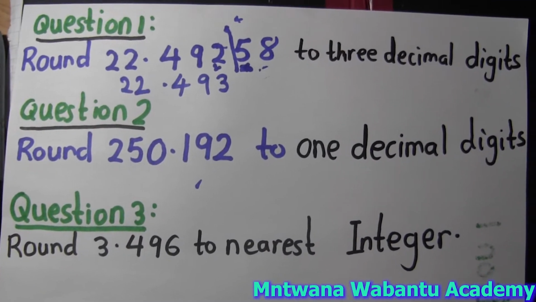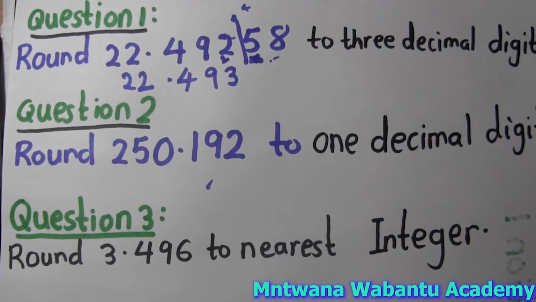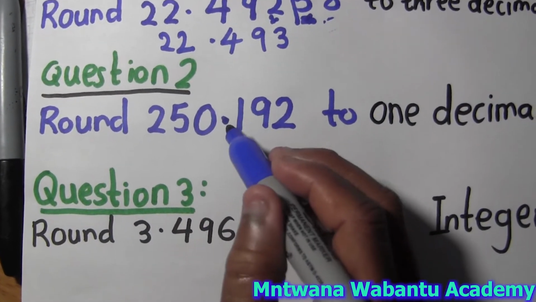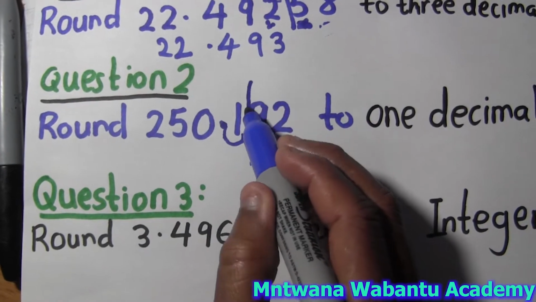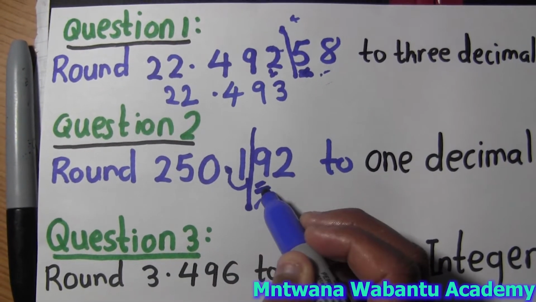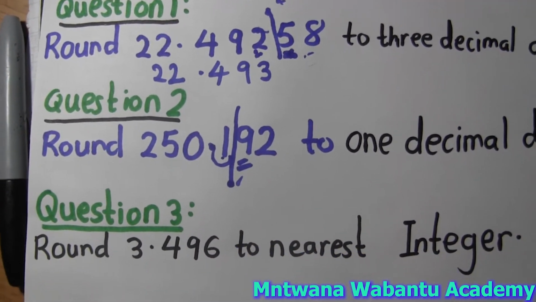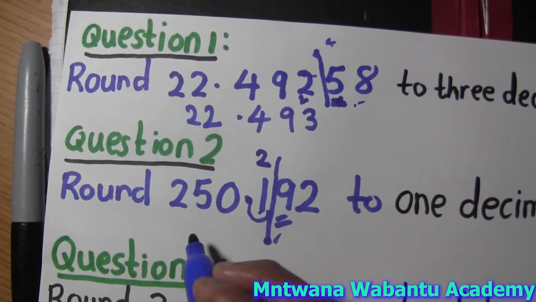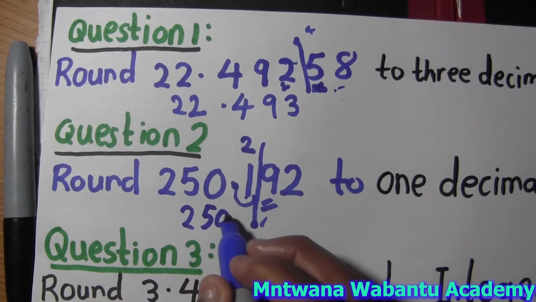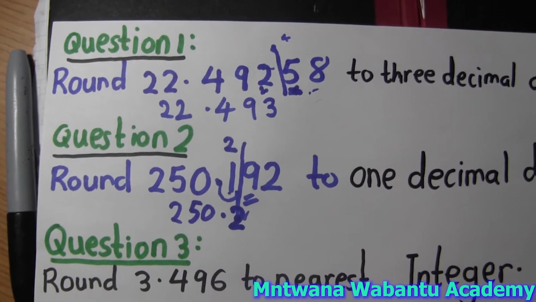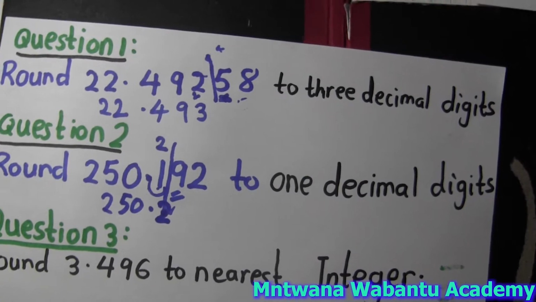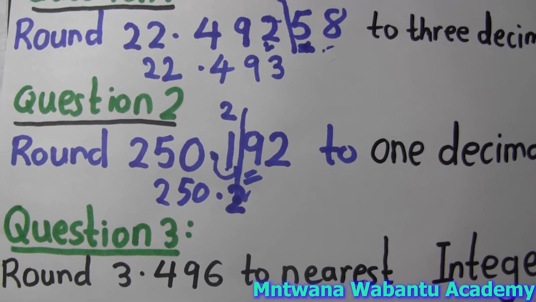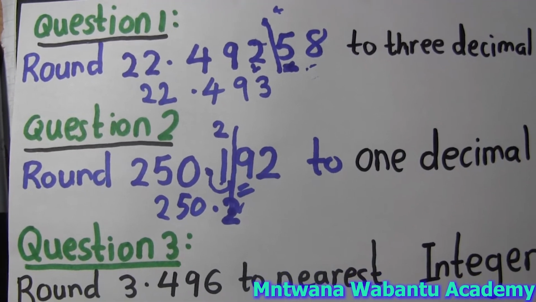For the second one, they say round that one to 1 decimal digit. Okay, 1 decimal digit means only one step. So we cut it here, and then we look at this number. See this number? It can change the previous one. So this one is going to become 2 now. So we're going to have 250.2. And that's going to be option number 3. Okay, so let's go to option 3.